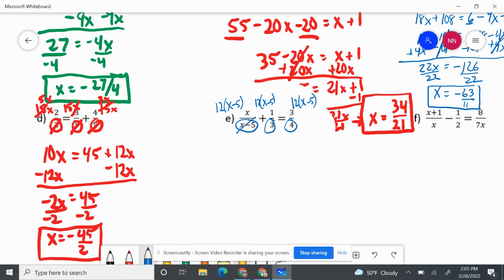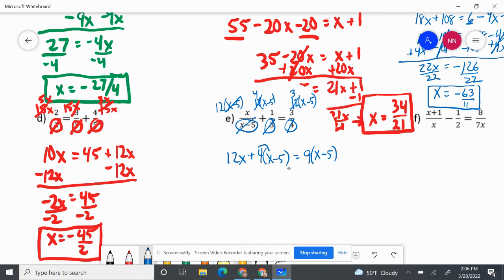So for the first one, the x minus 5's cancel. 12 times x is 12x. Then the 3 and the 12 cancel. 4 times 1 is 4, so that would be 4 times x minus 5. Then for the last one, the 4 and the 12, that would be 3. 3 times 3 is 9. And then we have x minus 5.